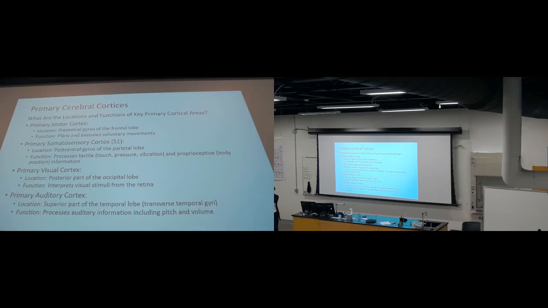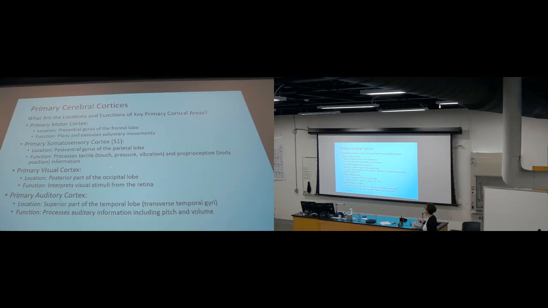Remember, these two regions are subdivided by the central sulcus. So this one is anterior to the central sulcus, this one is posterior to the central sulcus. It's located in the parietal lobe and processes sensations like touch, pressure, vibration, and the ability to sense the position of the different parts of the body, which is known as proprioception.